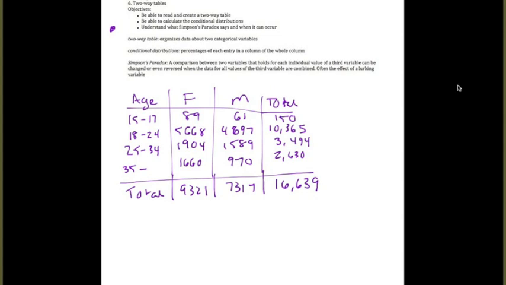Then we total up down the column, so I could say, how many total female students were there enrolled? Why would we add three zeros?